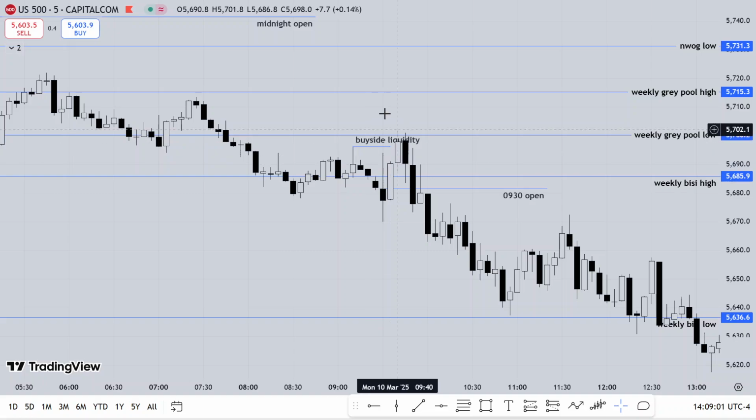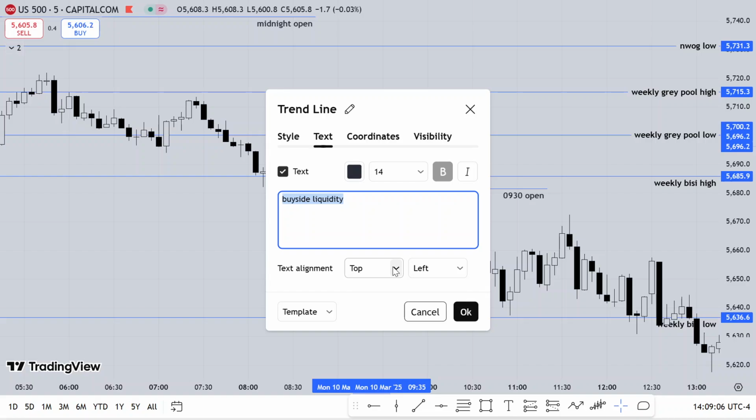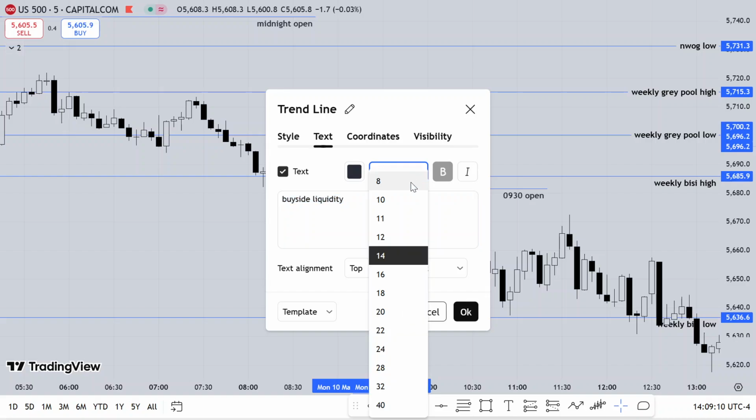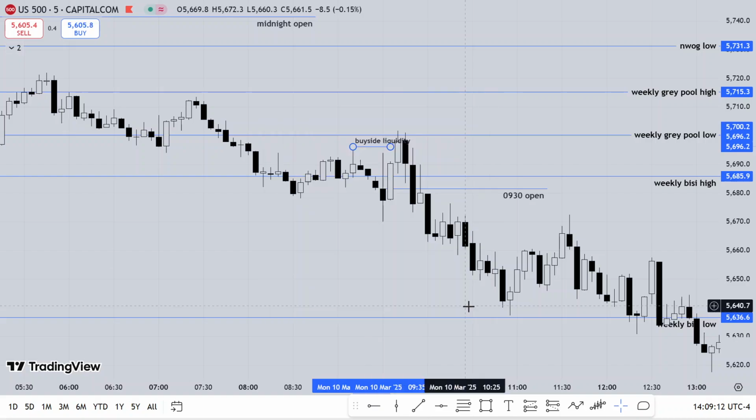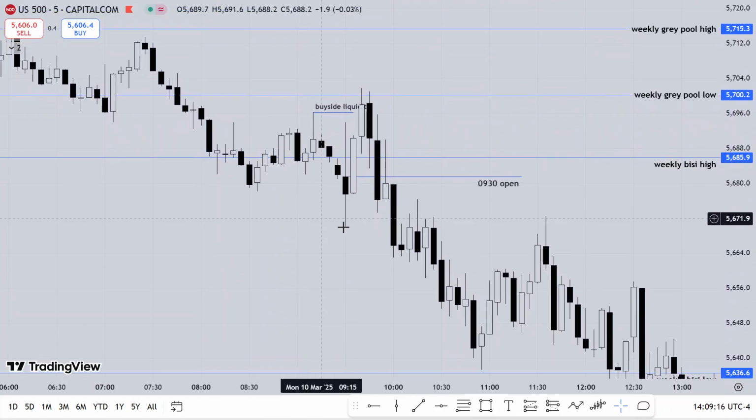So price rallied higher to the buy side liquidity at the 9:30 opening. Let's make this smaller. Price rallied higher to the 9:30 opening, and as you can see from the weekly gray pool we indicated on the weekly time frame, the gray pool is acting as a resistance, resisting price from going higher.